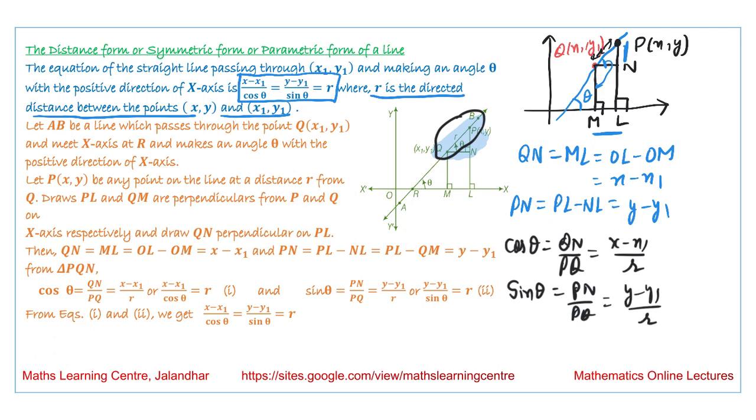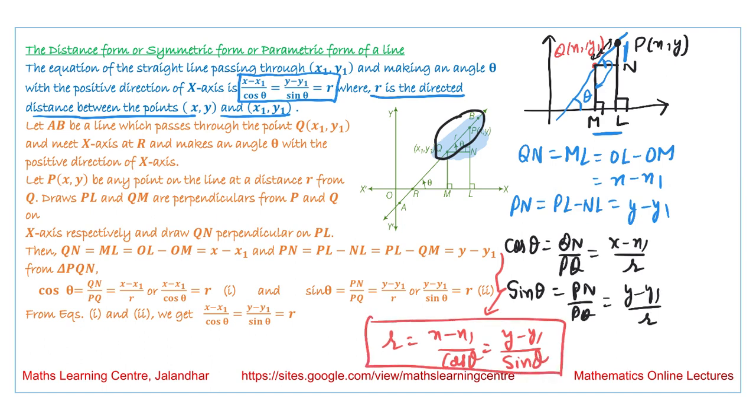If we calculate the value of r from both these equations and equate both values, we obtain r is equal to (x minus x1) over cos theta, is equal to (y minus y1) over sin theta, and this is the parametric equation of the line.